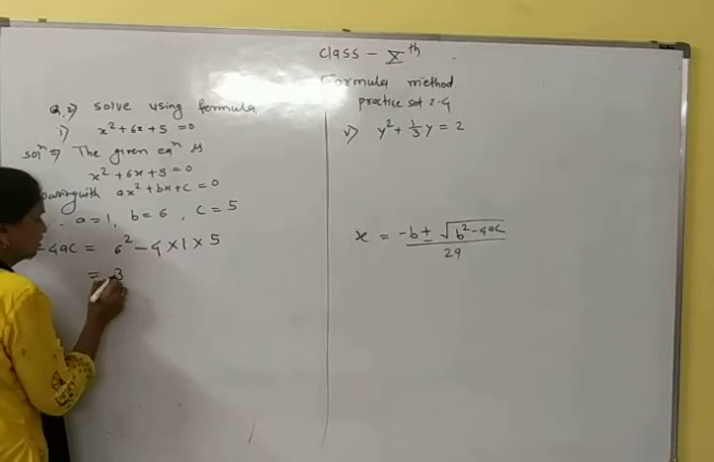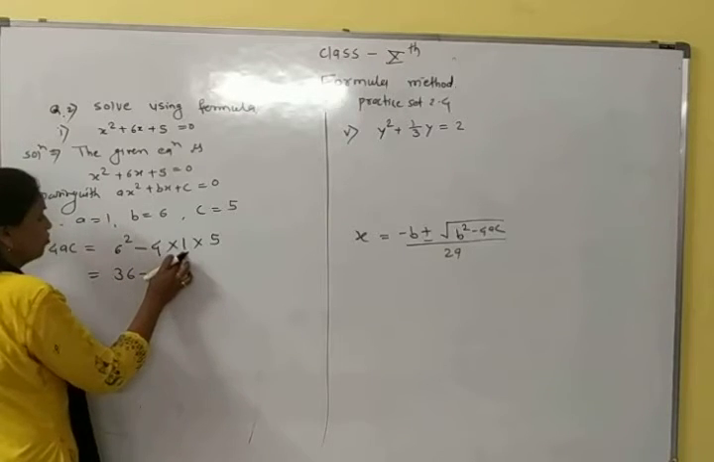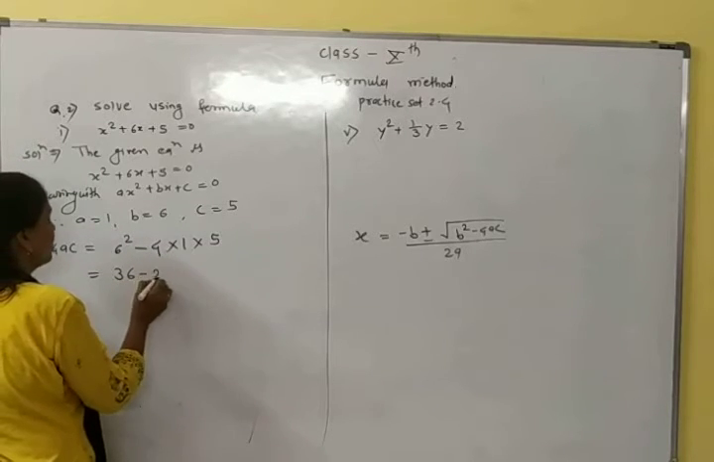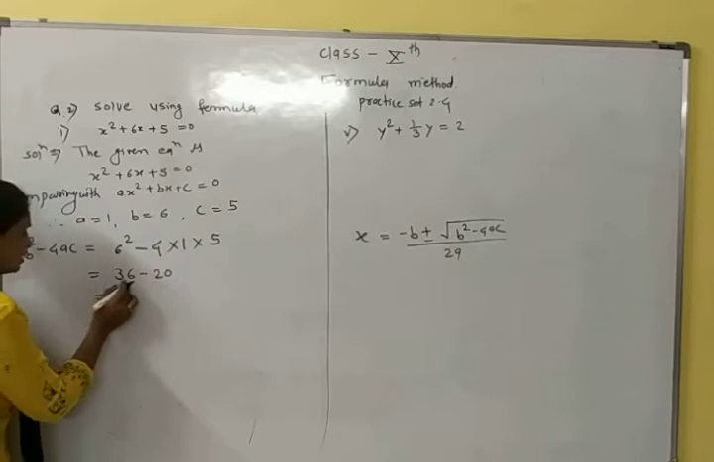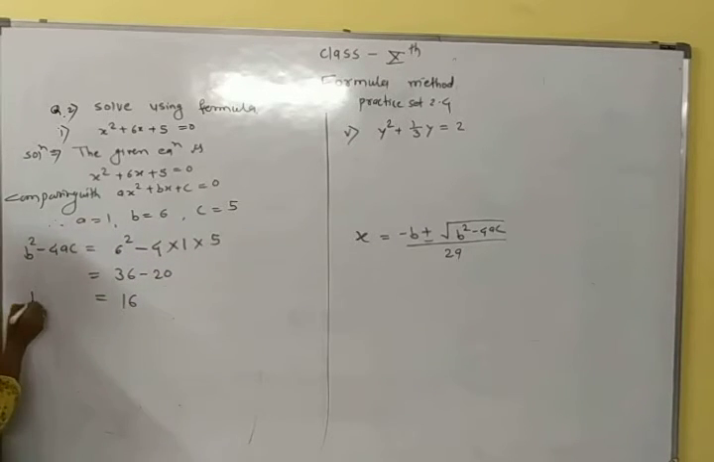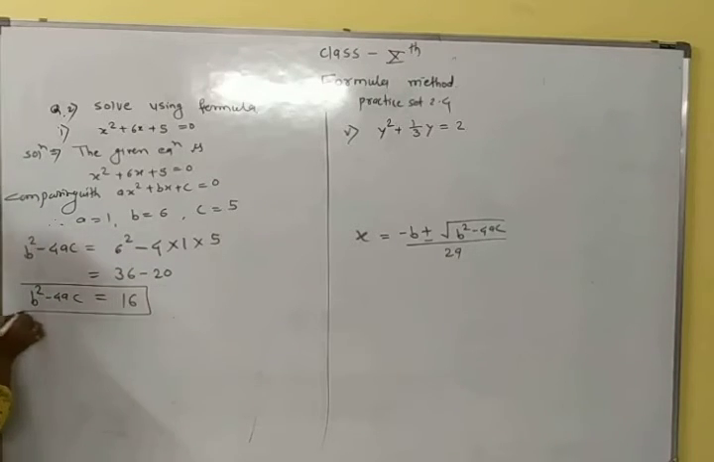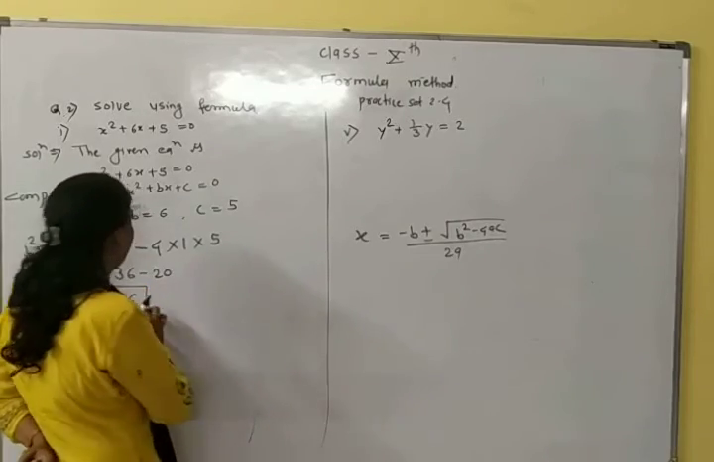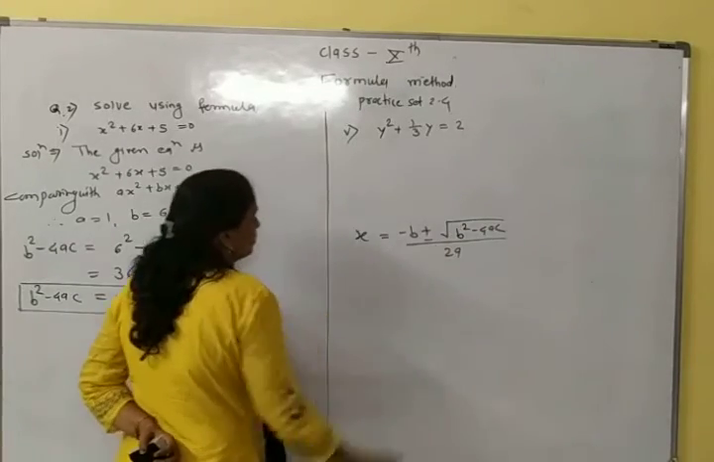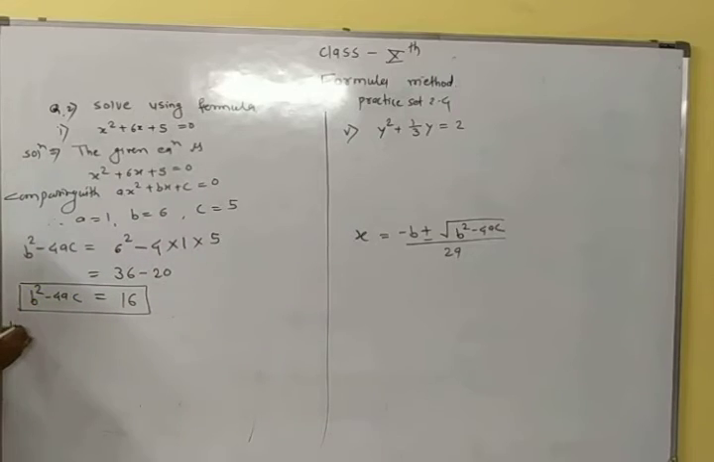6 square is 36 minus 4 1s are 4 and 4 5s are 20. 36 minus 20, that is 16. Therefore, b square minus 4ac equal to 16. Then put b square minus 4ac equal to 16 in this formula.